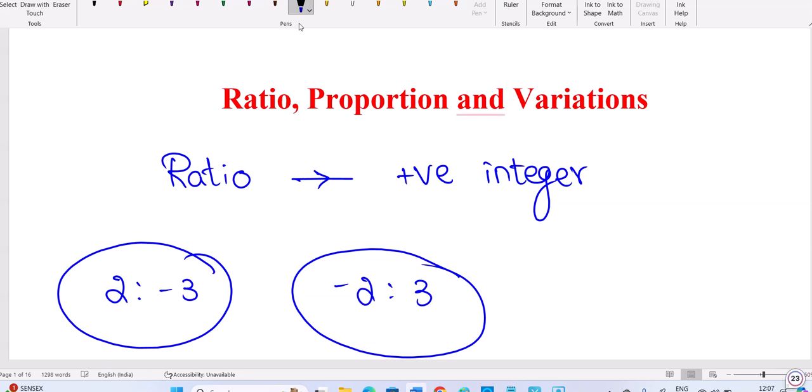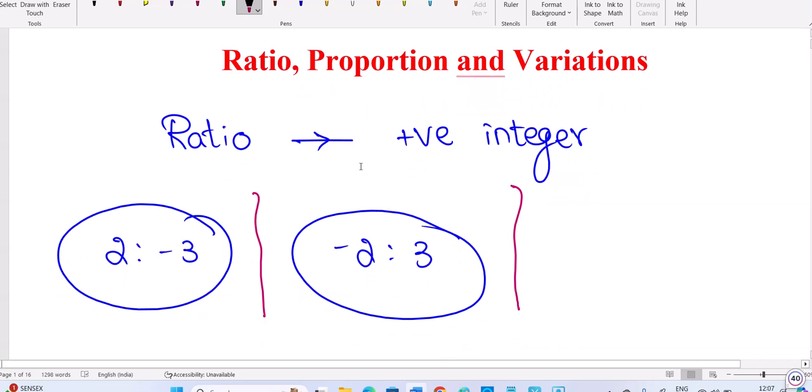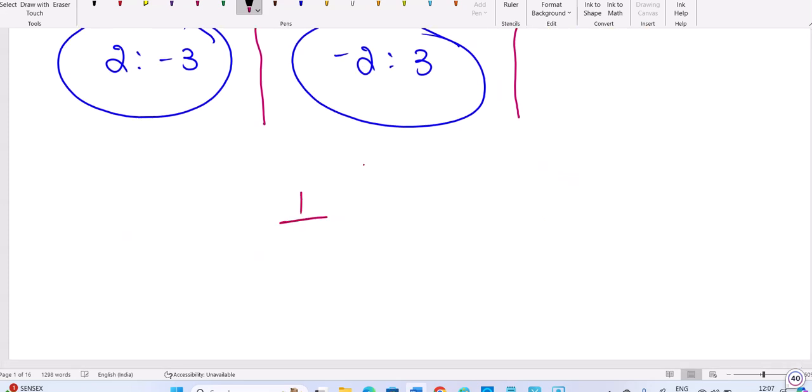Ratio must be a positive integer. Sometimes, in a few exams, you will find it in decimal also, but it's your job to convert it into an integer and then do the question. Then you may get correct answers, or else you may end up with wrong answers. Let me give one example. Suppose you have 1 upon 2, 1 upon 5. A ratio is given like this.